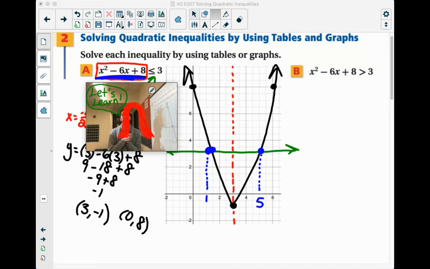How's that look? The graph for part B looks exactly the same. So if you look at the equation for A, it was x squared minus 6x plus 8 is less than or equal to 3. And now they want to know, how about when x squared minus 6x plus 8 is greater than 3? So it's the same two lines.